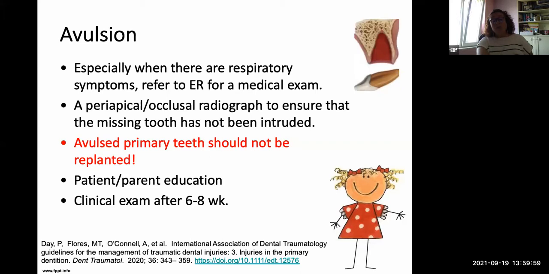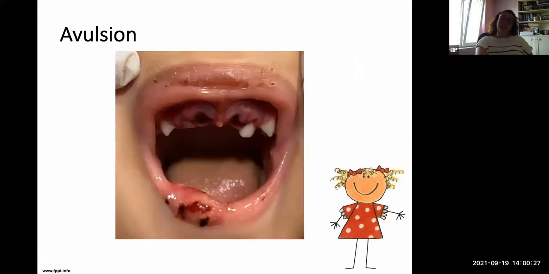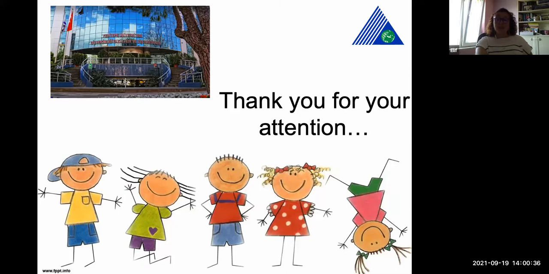And also, we should follow the patient when the patient comes to 6 years of age regarding the status of the permanent tooth, because sometimes permanent teeth might be affected by the trauma. So we should just check the current situation of the tooth when the patient comes to 6 years of age. Here's an avulsion case. So I would like to thank you for listening and for all your attention.